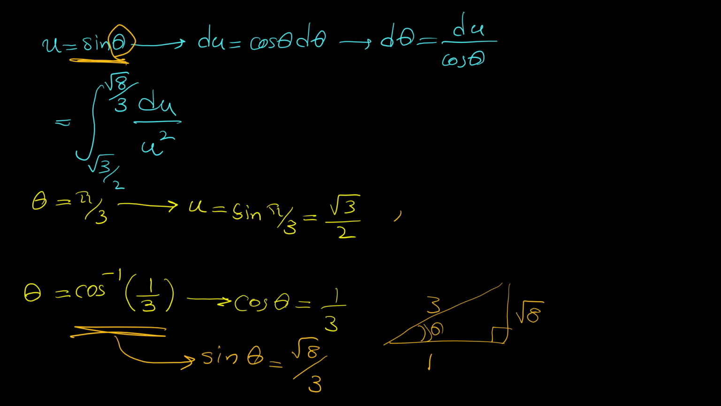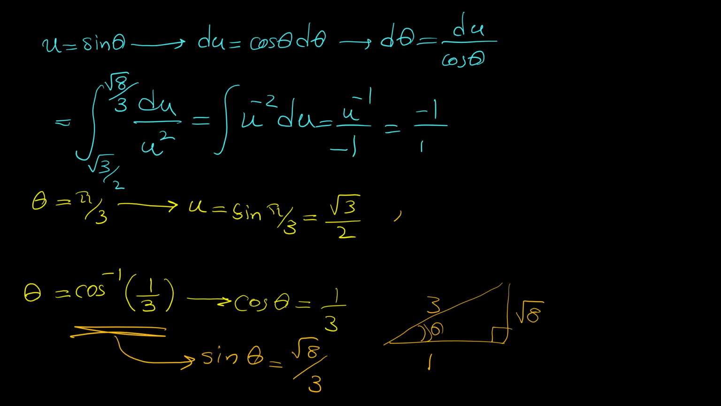This example is a really complicated example. You need to know many different things, from trigonometry to substitution to integration, combining all of this. Now finally we are ready to find the value of the integral. The integral of du over u to the 2 is basically the integral of u to the negative 2 du, and this equals u to the negative 1 over negative 1, and this equals negative 1 over u.